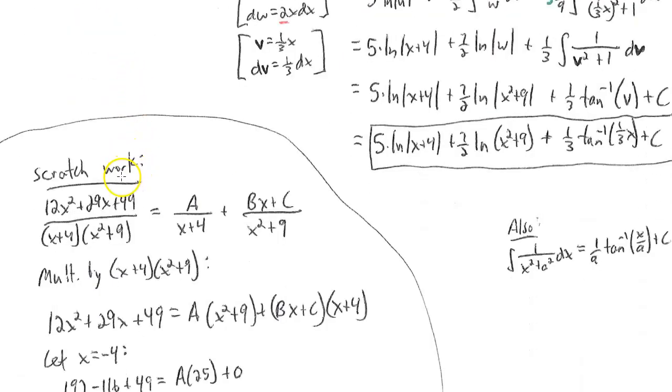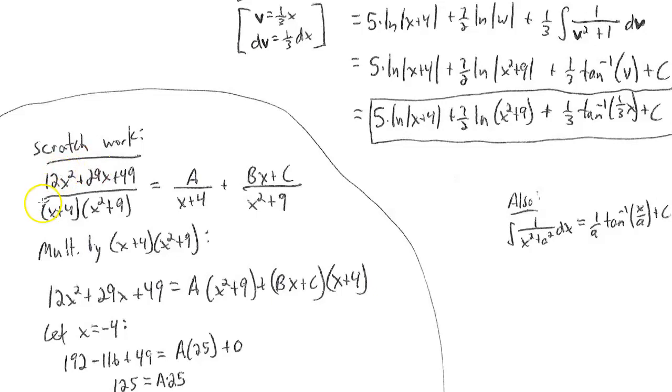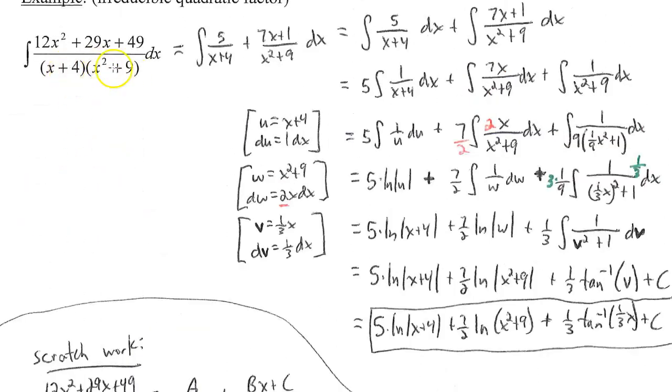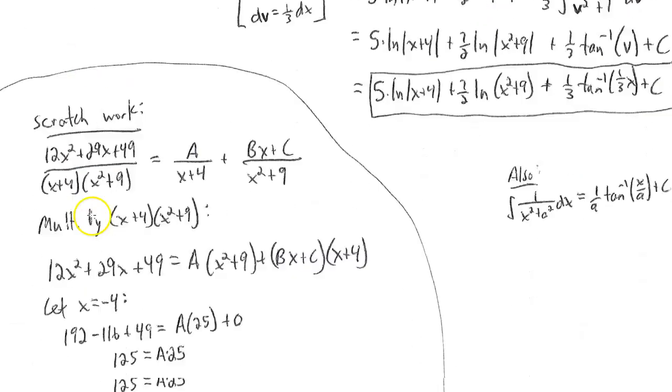But let's do some scratch work. So we want to find the partial fraction decomposition of this. Now again, I already gave it to you in factored form here. So what do we have to do? Well, it's A over x plus 4 plus Bx plus C over x squared plus 9. Now we've got to find the A, B, and the C. So we're going to multiply both sides by x plus 4 times x squared plus 9. The left side just ends up being the numerator. The right side, we end up with A times x squared plus 9 plus Bx plus C times x plus 4.